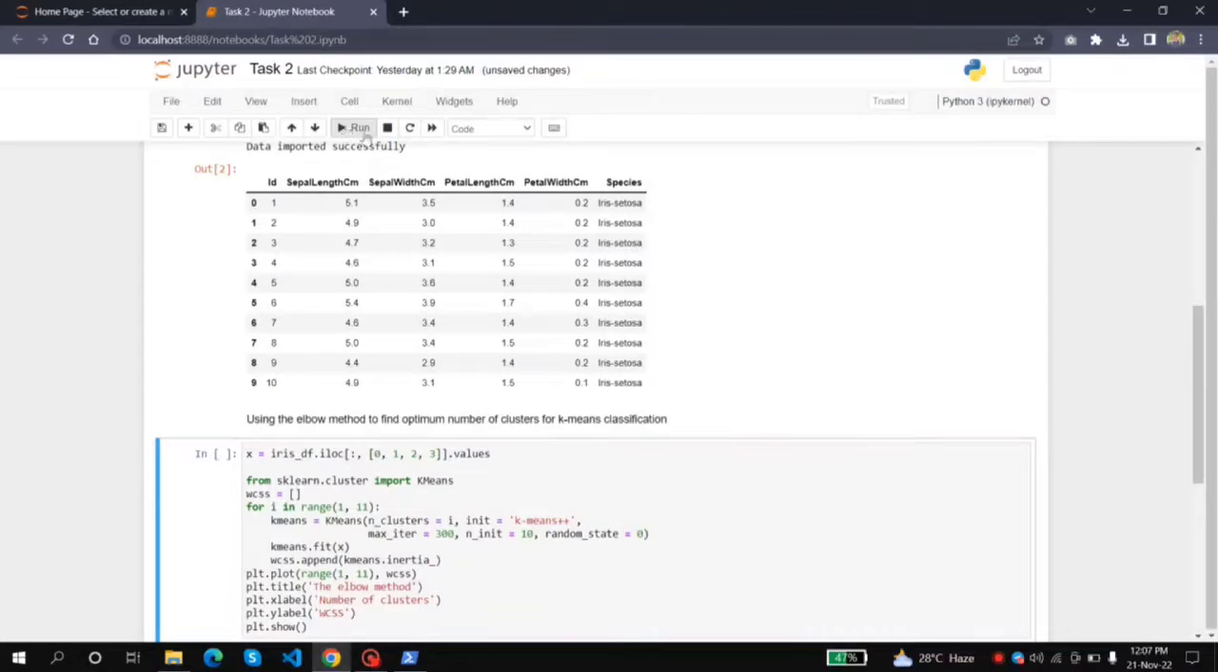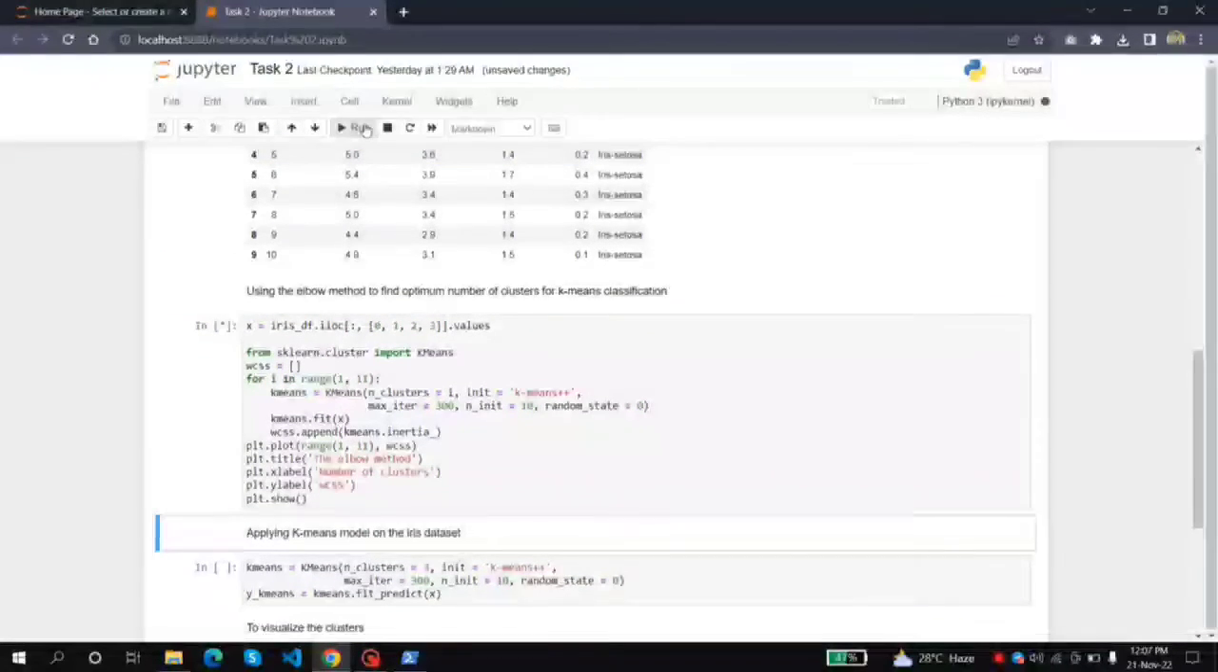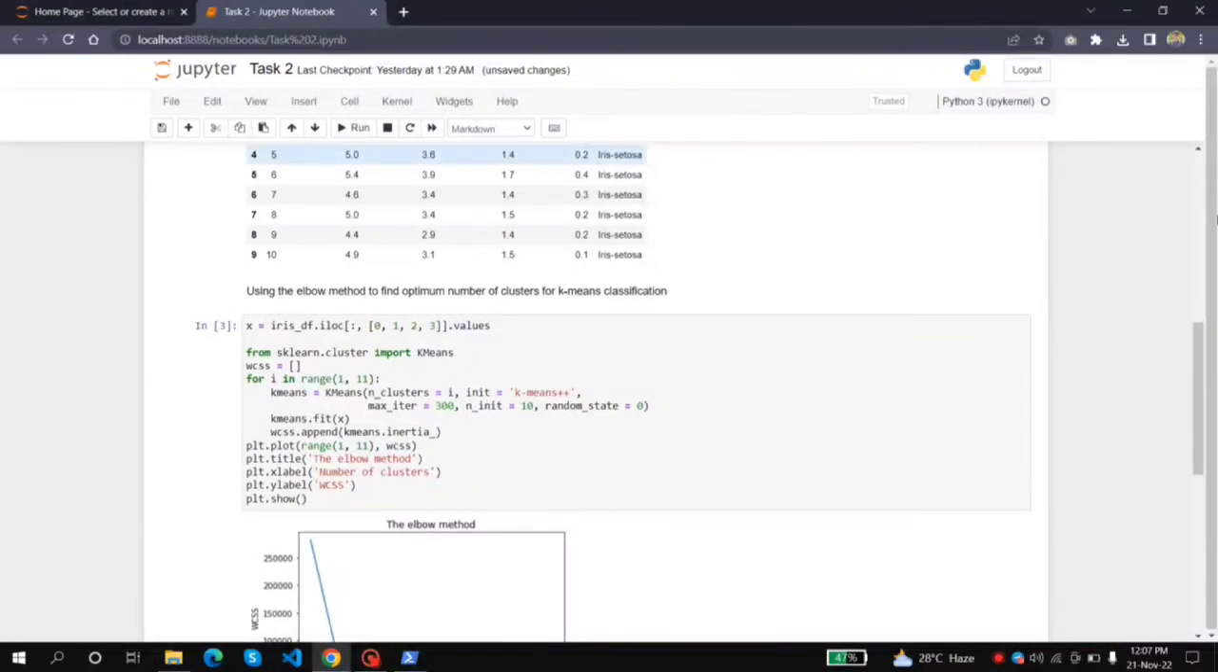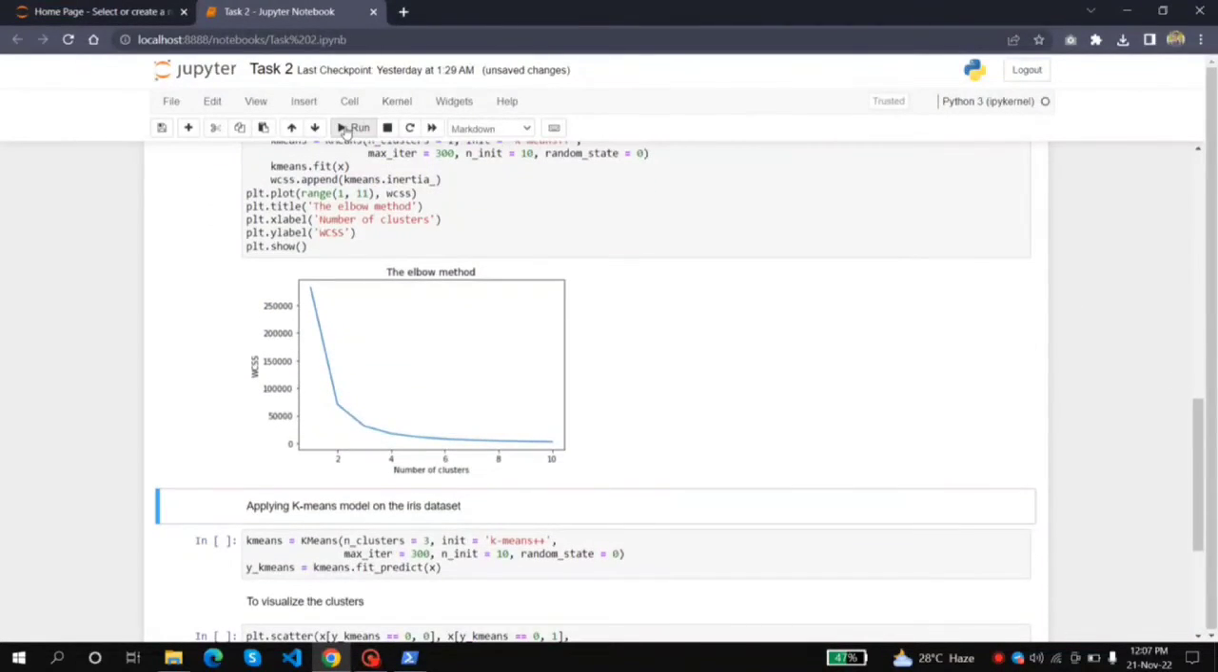Next we have to find the optimum number of clusters. So for that we have to use the elbow method. Then we apply the k-means model on the iris dataset.